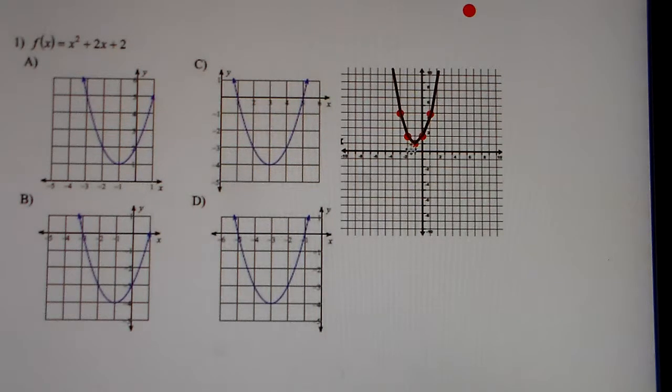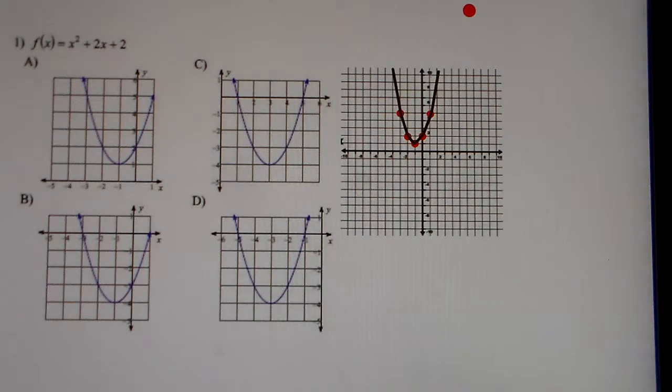Our U is also above the x-axis, so we could delete D and B. So our last choice, which looks to be our best choice here, is option A. Based on our picture, A looks like it's the best. So we're going to pick option A. So 1 is A. Alright, now that's a lot of work.